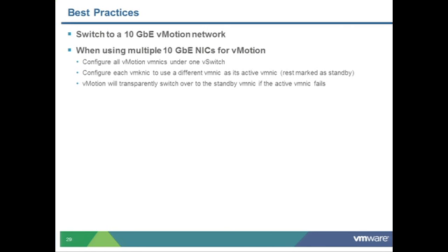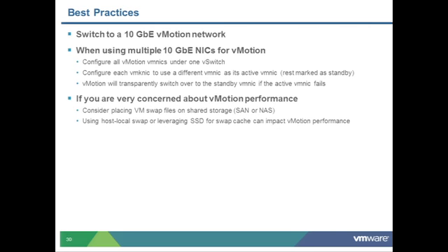And if you plan to use multiple NICs, we suggest you place all these multiple NICs under the same vSwitch. For each of the vMotion VMkernel NICs, use a different VM NIC as the active VM NIC, and you can mark the rest of the VM NICs as standby. The idea is, let's say if one of the active VM NICs fails, vMotion is going to transparently switch over to the standby VM NICs.